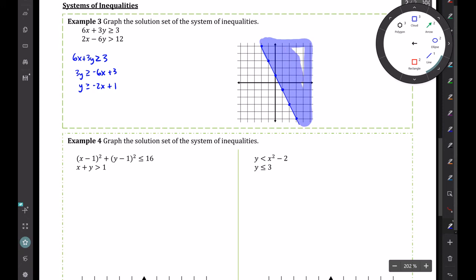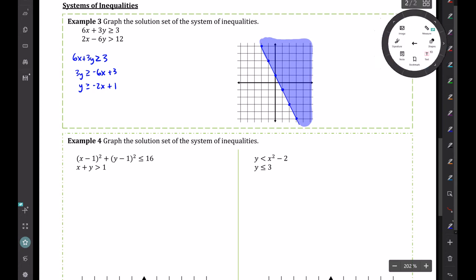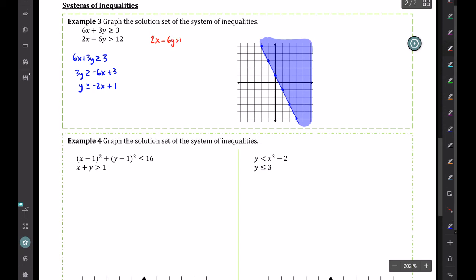So there's my first inequality. And now I'm going to, in red, solve for the other one. So this is 2x minus 6y is greater than or equal to 12. So that was what? 2x minus 12 is greater than 6y. So y is greater than or equal to, let's see, 1/3 x minus 2. So y is less than 1/3 x minus 2.